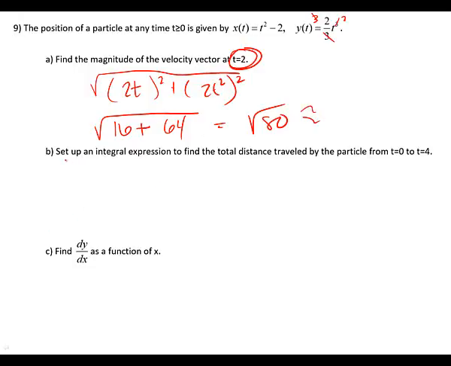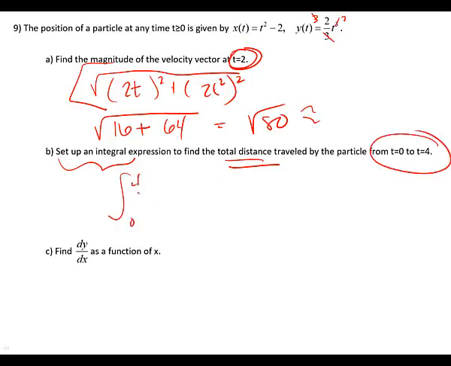All they want me to do on part B is set up an integral expression. We need to find the total distance. Total distance is the integral of your magnitude. So all I'm going to do is take this magnitude that I figured out and take the integral. What are my limits going to be? 0 to 4. And you guys, there's some of this stuff that is way complicated to integrate. All I care about is that on some of it you can set it up. Okay?